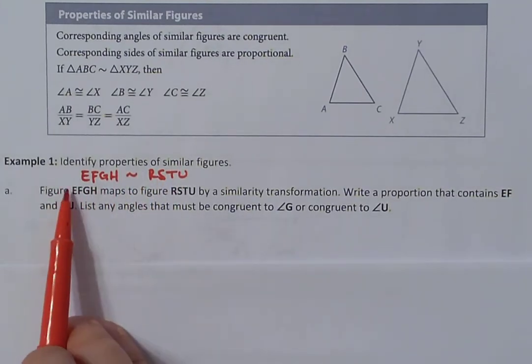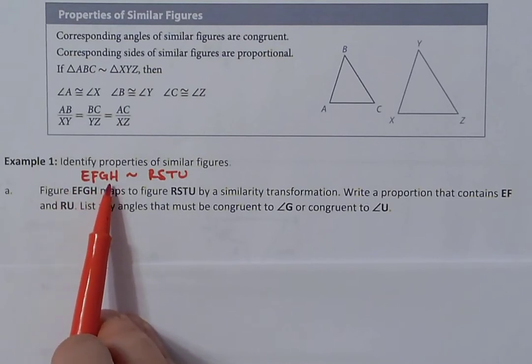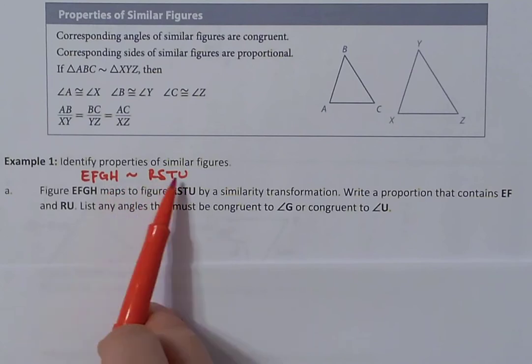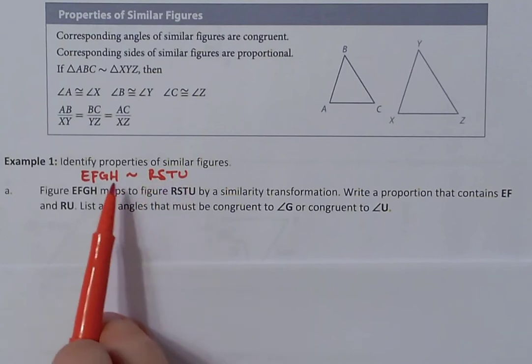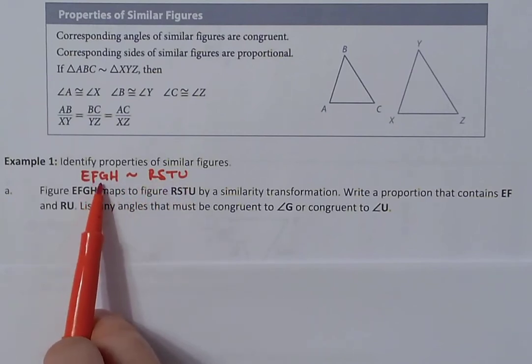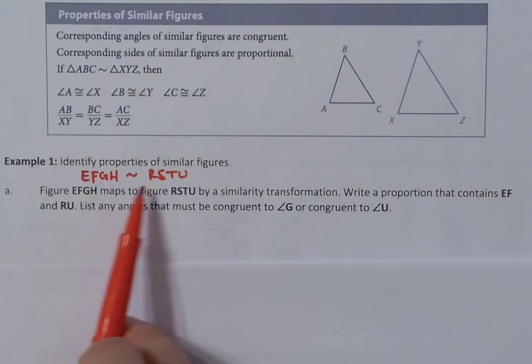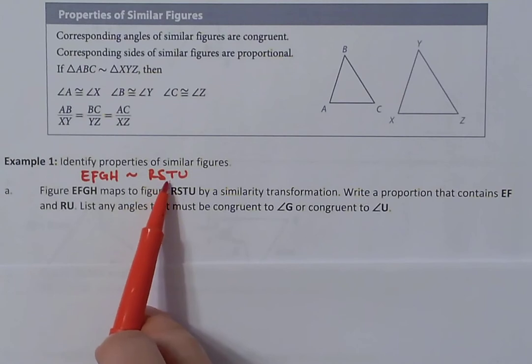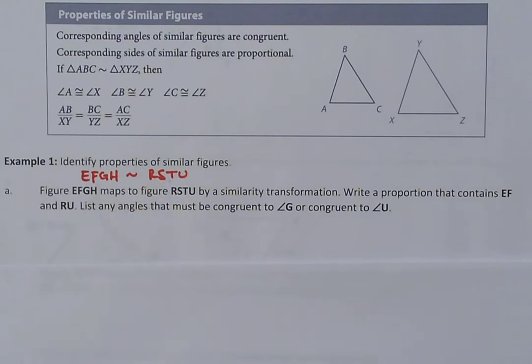If I'm pulling the fourth letter in this statement, that means these two angles are congruent to each other. If I took the middle two letters for a side length, then they would be proportional to the middle two letters in this statement. So very similar to congruent statements, it's just that we are dealing with similar figures.